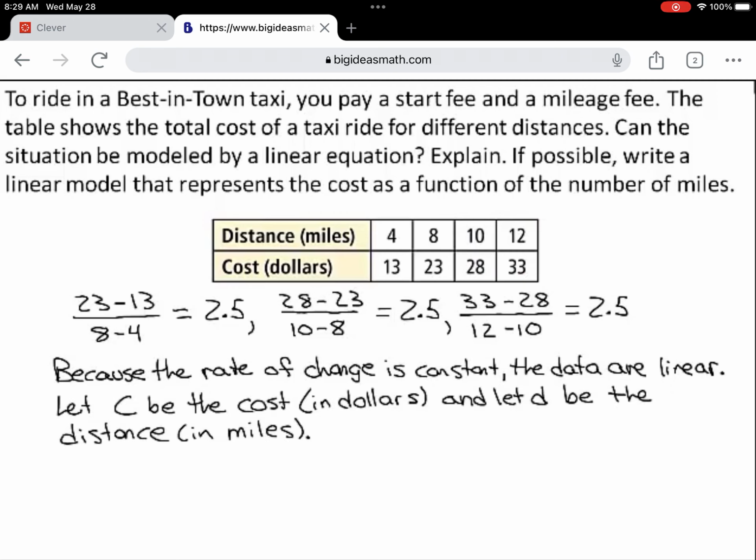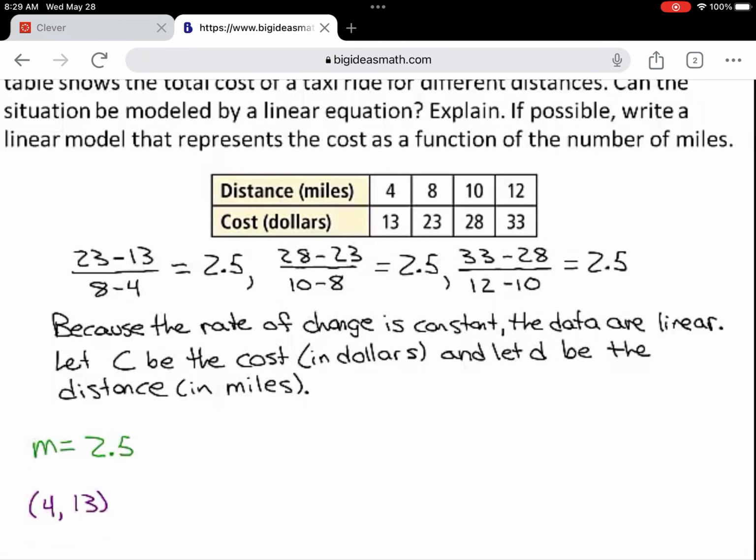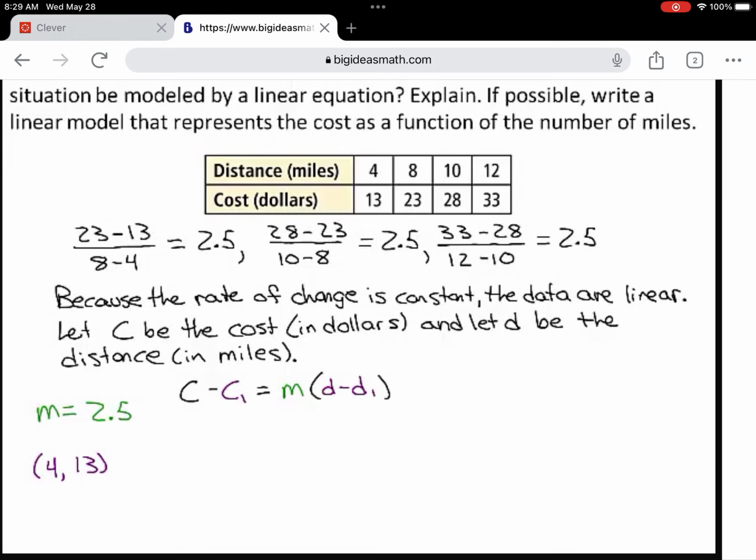Let C be the cost in dollars and let D be the distance in miles. Note that the constant rate of change is the slope. Use the slope, which equals 2 5/10, and a data pair in the table to write an equation that represents the data. Use the point (4, 13). Write an equation that represents the data in point-slope form. Point-slope form is given by C minus C1 equals m times the quantity D minus D1. Substituting 4 for D1, 13 for C1, and 2 5/10 for m, gives C minus 13 equals 2 5/10 times the quantity D minus 4.